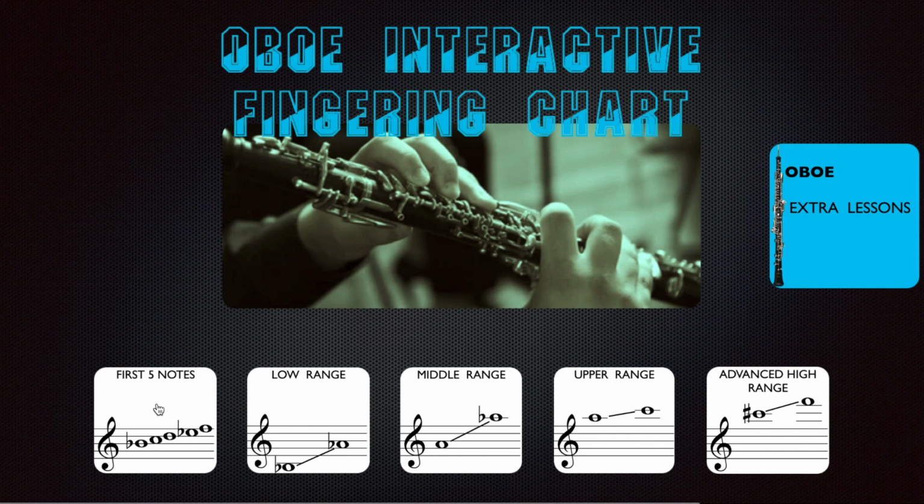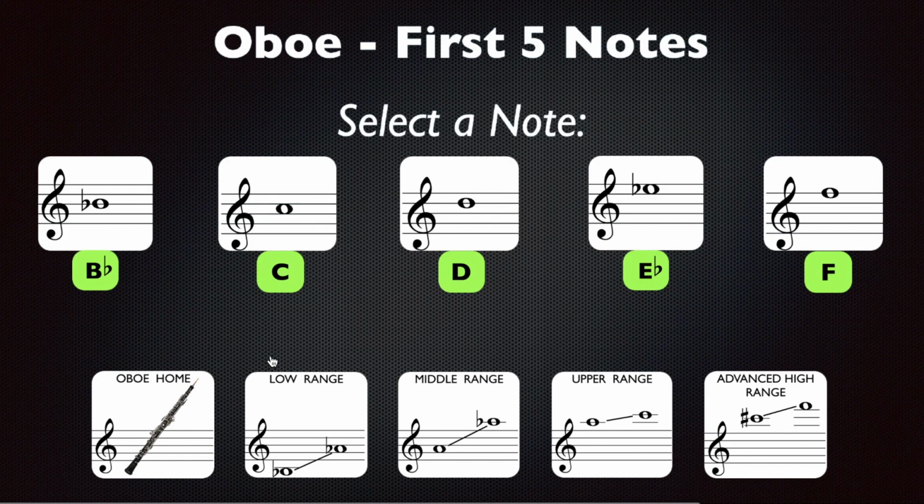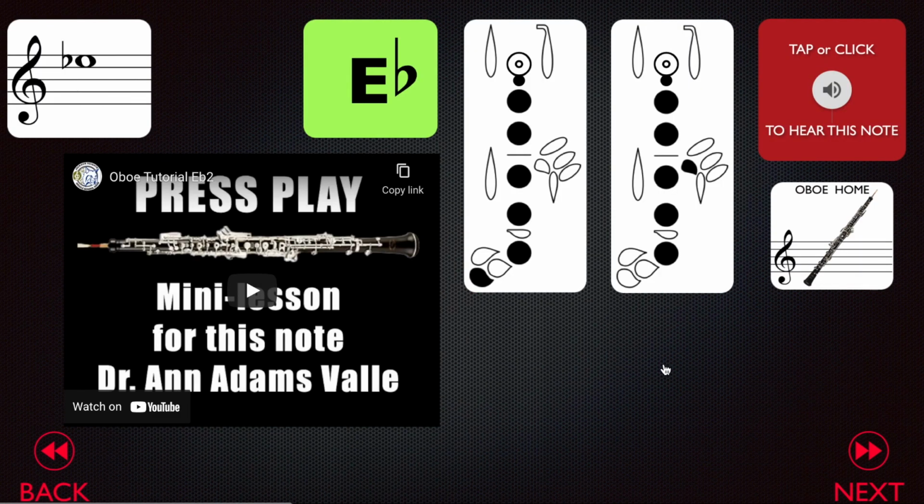So if we go to oboe and we look at the first 5 notes, all you have to do is click on any given note. So if we click on E flat right now, it's going to take us to where we can see the note on the staff. We can see the note name. It gives us any of the fingerings. It gives us a sound sample as well. So if we just want to listen, we can do that.